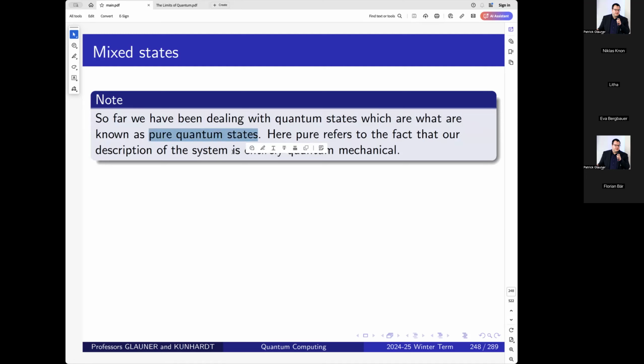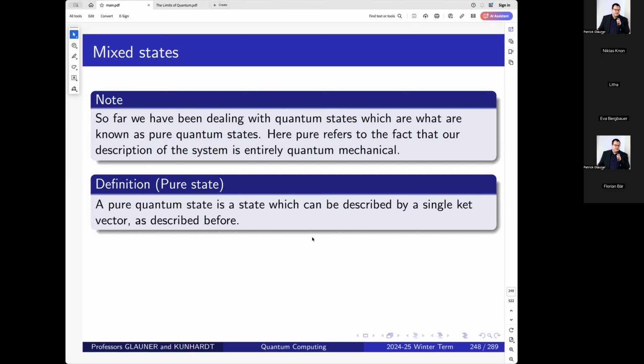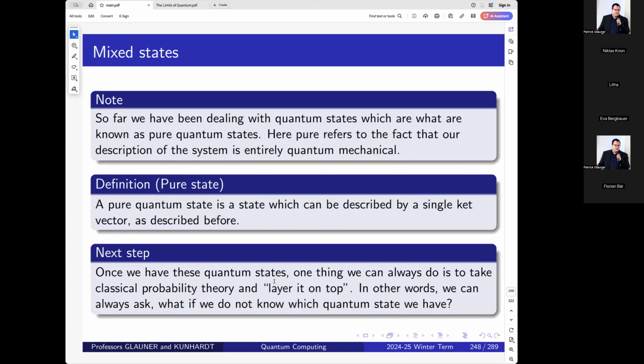What is a pure quantum state? Pure here refers to the fact that the description of the system is entirely quantum mechanical. And a pure state is a state which can be described by a single ket vector as before. So we've always worked with single ket vectors to describe our states. And today we will see so-called mixed states, which come with something on top of that.